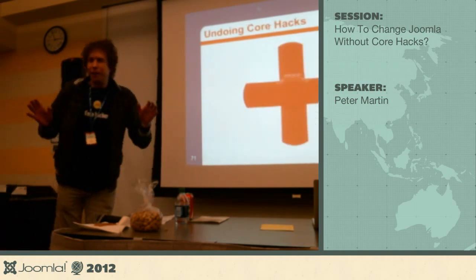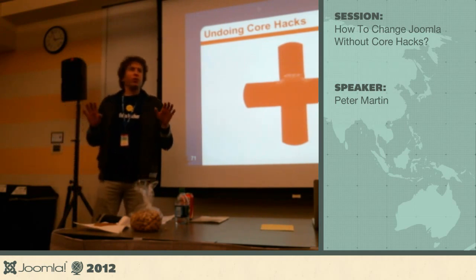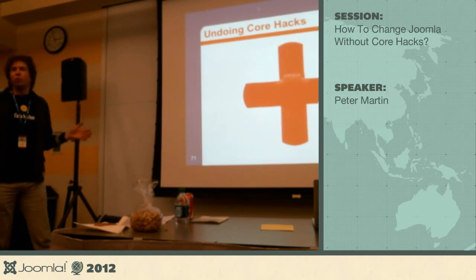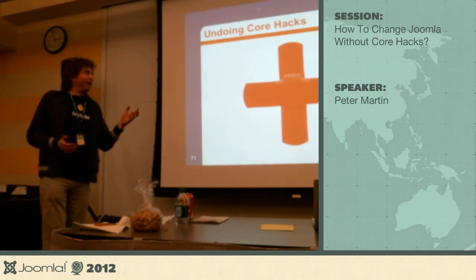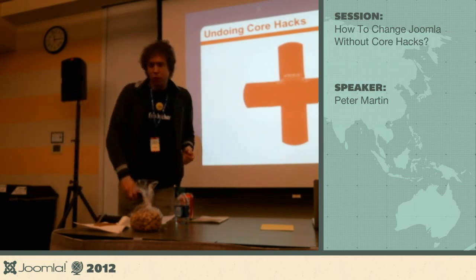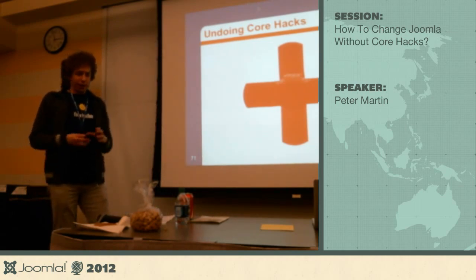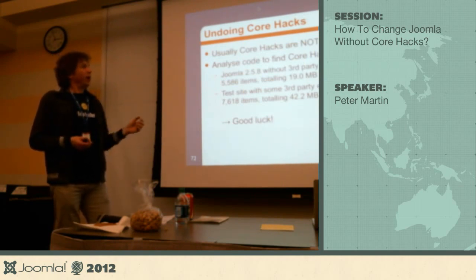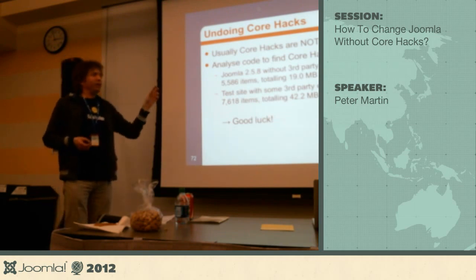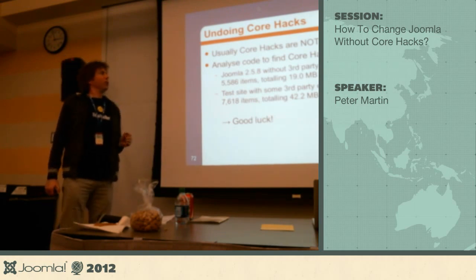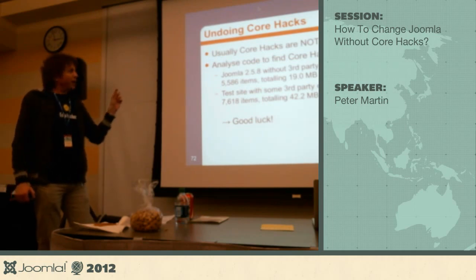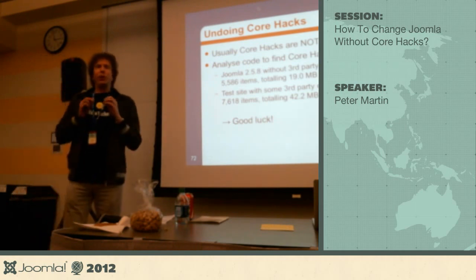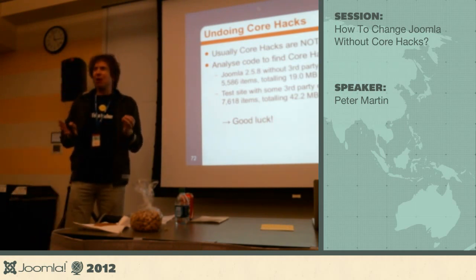Now, I'm sure that after this presentation, we don't use core hacks anymore. However, there are people who do it. And if we get new clients that have websites with core hacks, we want to undo those core hacks. But if you look at Joomla 2.5.8, without any third-party extensions, it's about 5,500 files, 19 megabytes. So if you have to find all the changes, good luck.